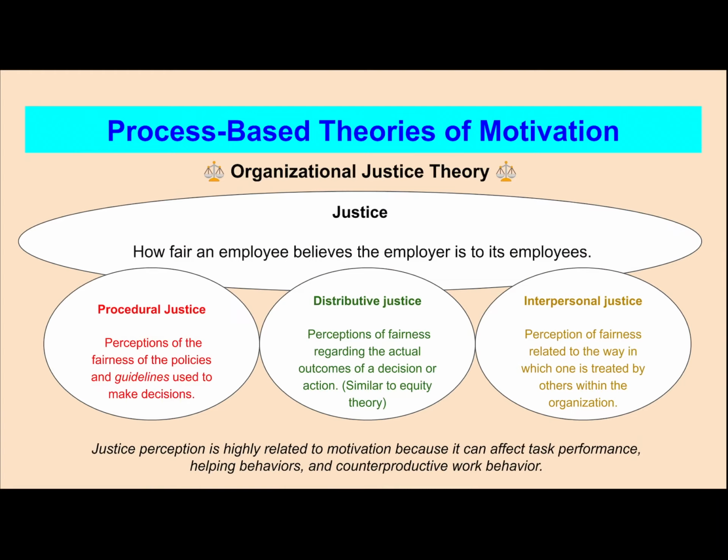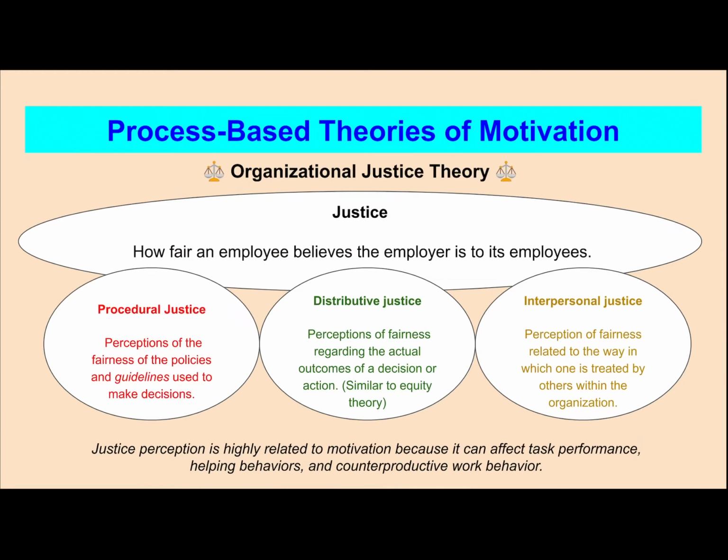Back over to the red one, procedural justice is perceptions of the fairness of the policies and guidelines used to make decisions in the organization. So this is not about outcomes, this is about what the rules are, what's set up, is it fair? And finally, interpersonal justice is the perception of fairness related to the way in which one is treated by others. This is more of a social thing.